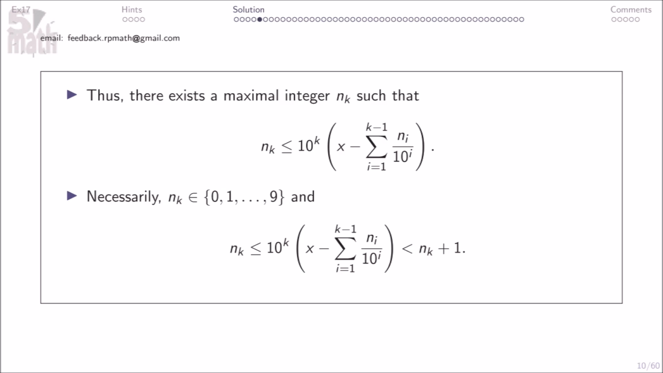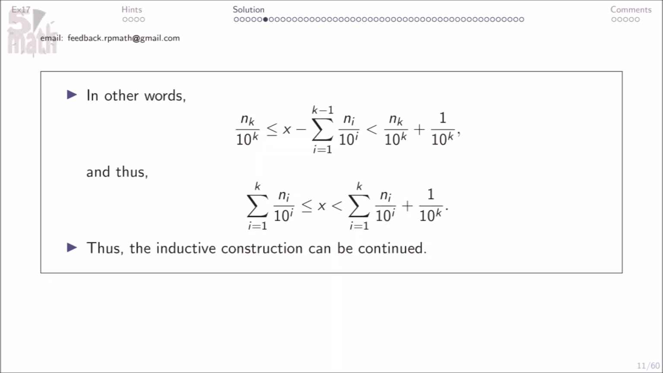Thus, there exists a maximal integer n_k such that this. Necessarily, n_k is an element of this and this. In other words, this and thus that. Thus, the inductive construction can be continued.